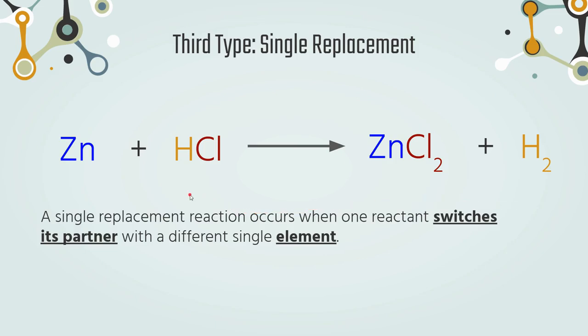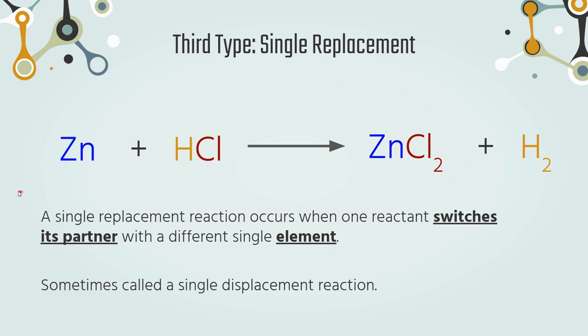This is when one reactant switches its partner with a different single element. Notice when we're starting with our reactants zinc by itself and hydrogen bonded to chlorine, we're ending with zinc bonded to chlorine and hydrogen by itself. Essentially what happens is the zinc kicks out the hydrogen, forming a new partnership, and the hydrogen is left alone, sort of like these 2 reactants swap positions. This is sometimes called a single displacement reaction, but they're the same thing.